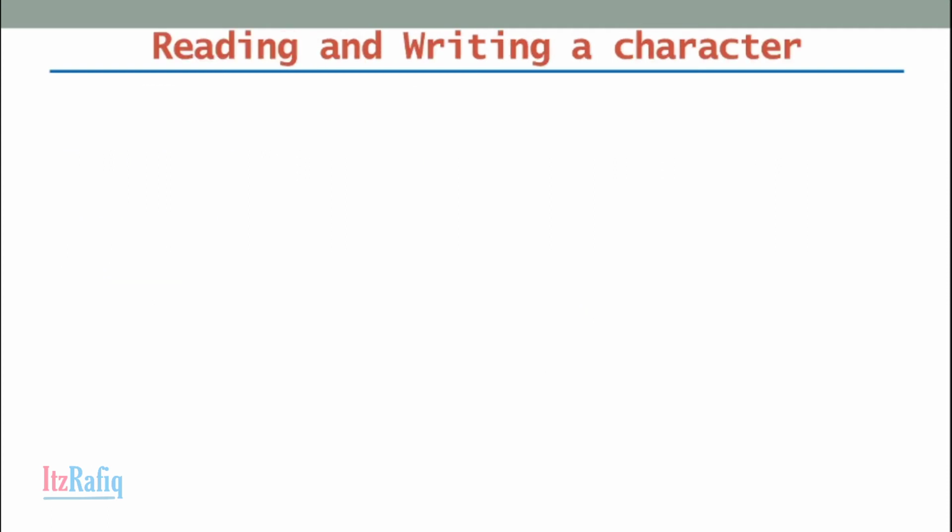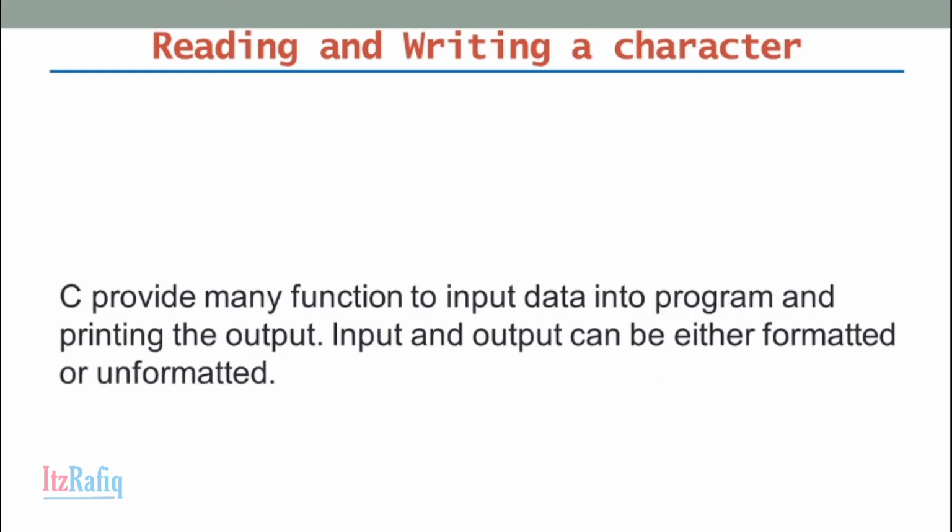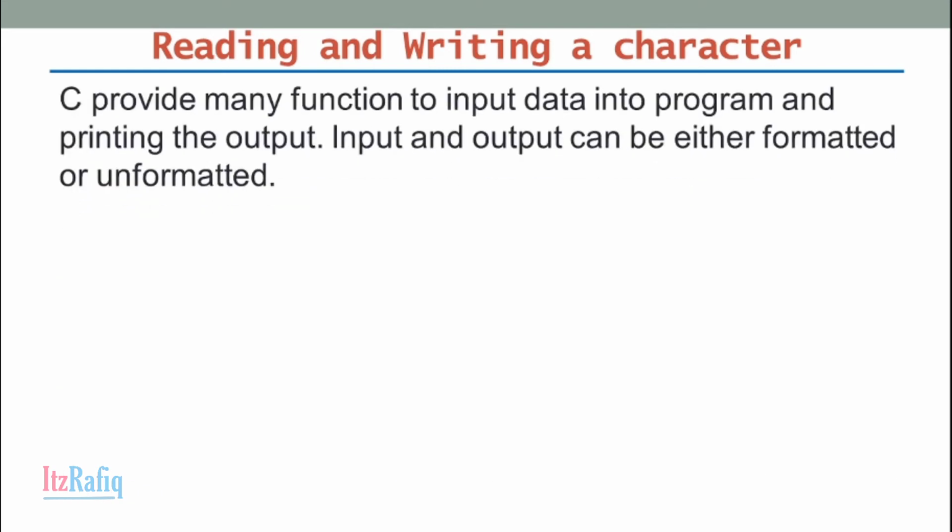Reading and writing a character. C provides many functions to input data into a program. Input and output can be either formatted or unformatted. Formatted means space, tab and all. Unformatted will just write the characters, will not do any design and decorations.